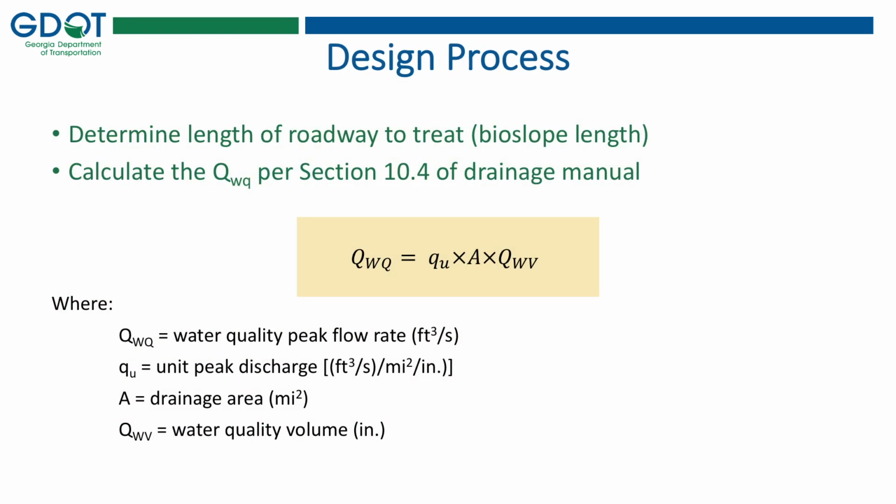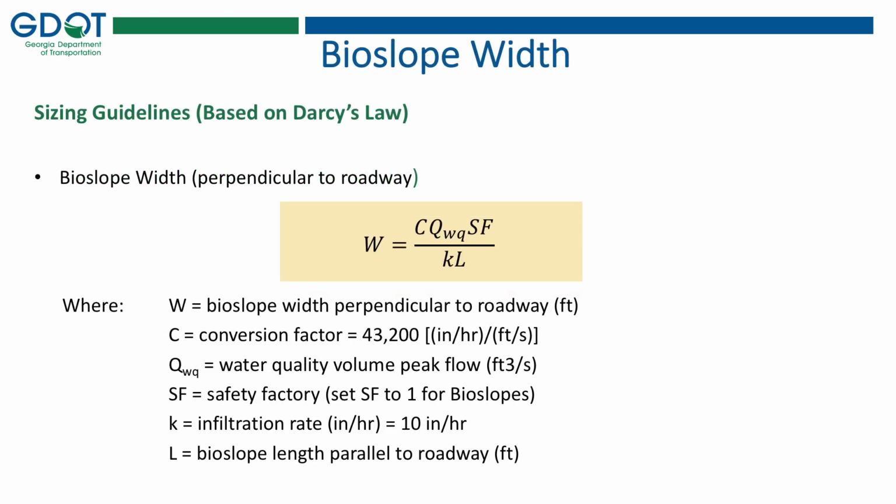Since the primary function for bioslopes is to provide water quality treatment, we will review that portion of the design process first. To size a bioslope for water quality, we'll calculate the water quality peak flow rate using Section 10.4 from the Drainage Manual. This flow rate will be used to size the bioslope dimensions. The water quality peak flow rate is calculated by multiplying the unit peak discharge by area and by the water quality volume.